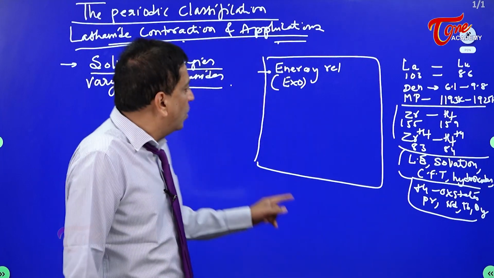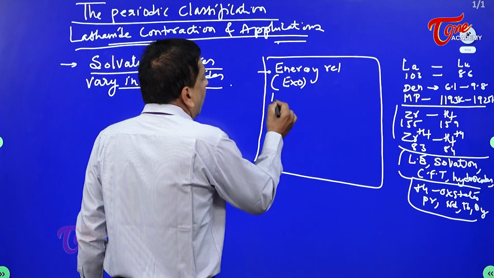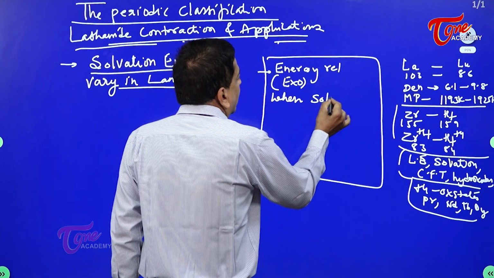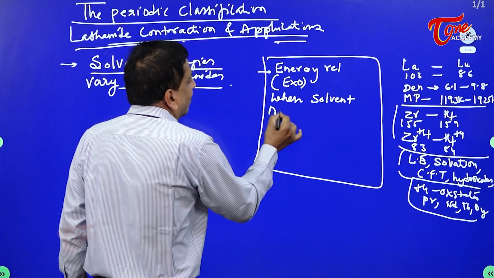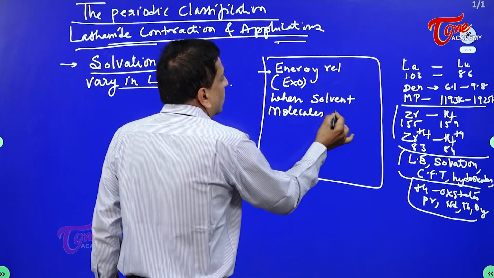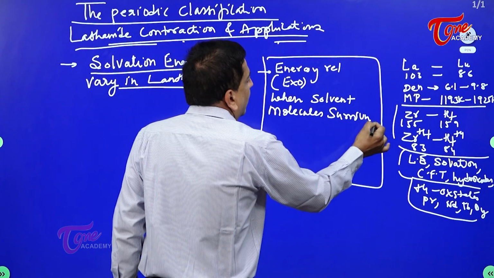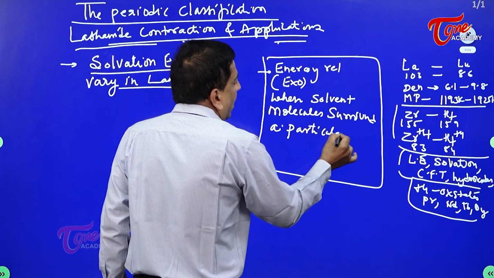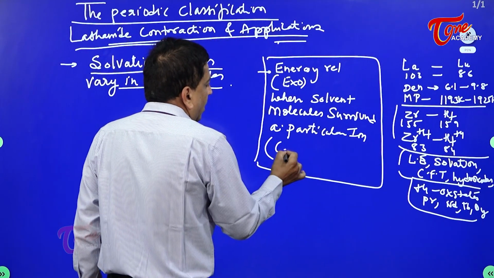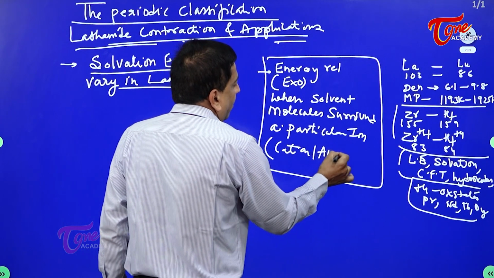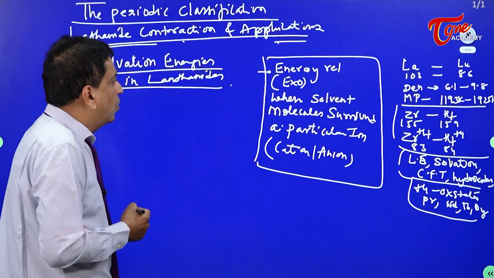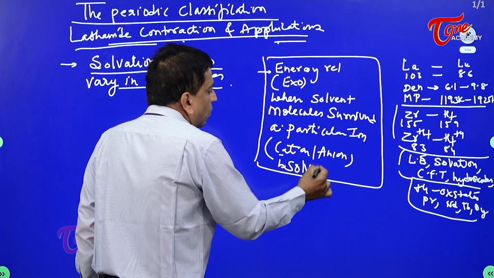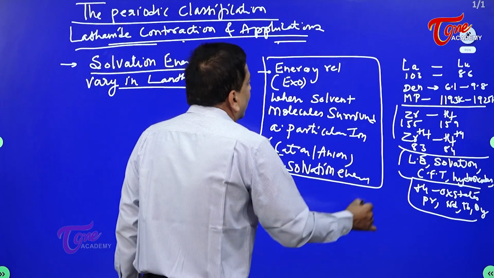So solvation energy is the energy released when solvent molecules surround a particular cation or particular ion rather. It can be a cation or an anion. This is called solvation energy. You must understand.